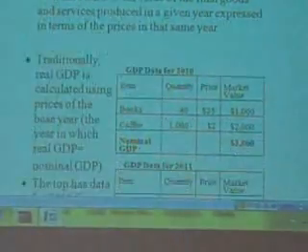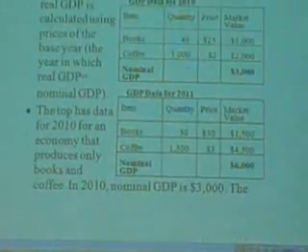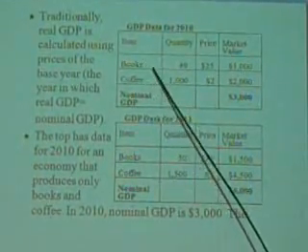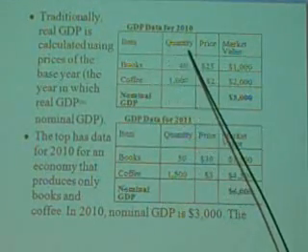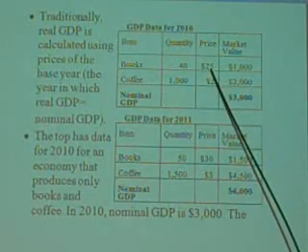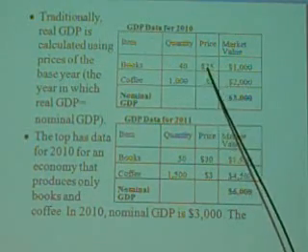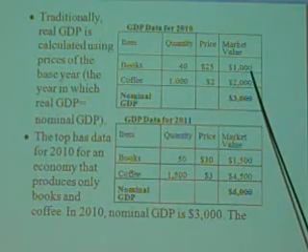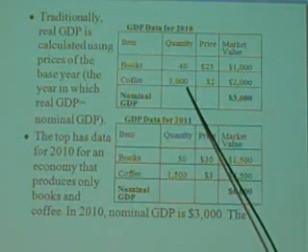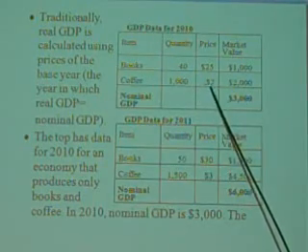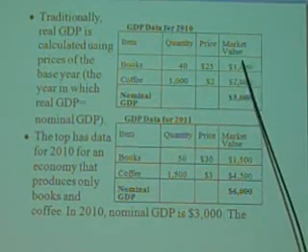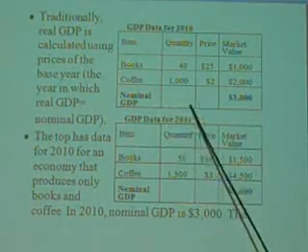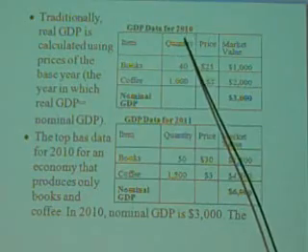If you look at this first table, it has the GDP data for 2010. If there are only two items that are produced, books and coffee, there's a quantity here of 40 and a price of 25. If you multiply the two, that is the quantity times the price, it comes out to a market value of 1,000. For coffee, quantity of 1,000, price of $2, 2,000. The total is $3,000. Add these two together, that's the nominal GDP in that year of 2010.